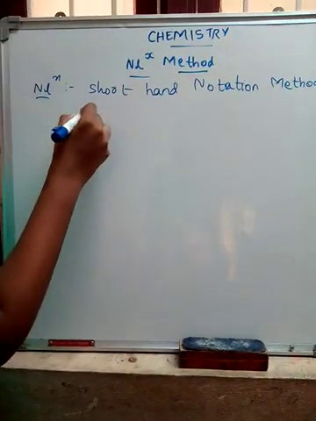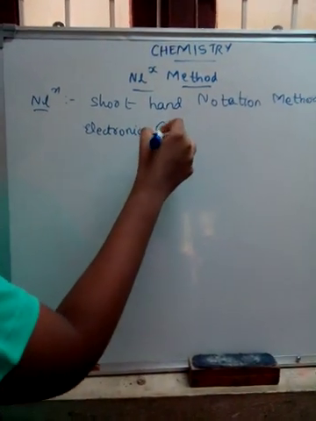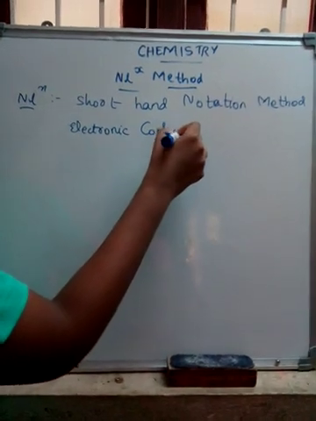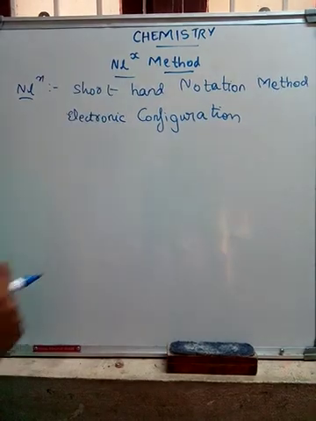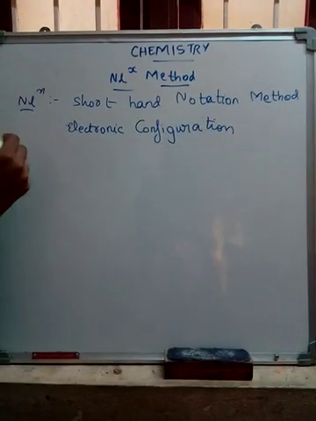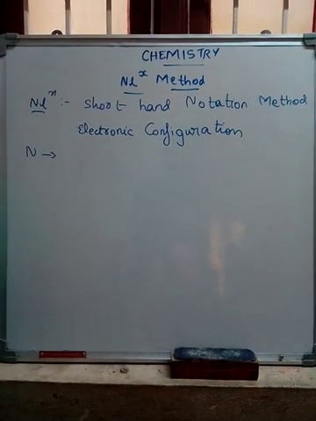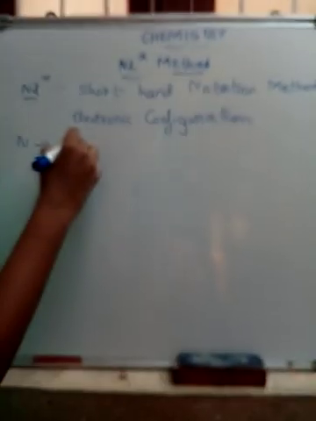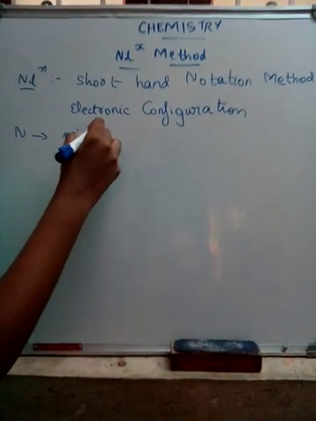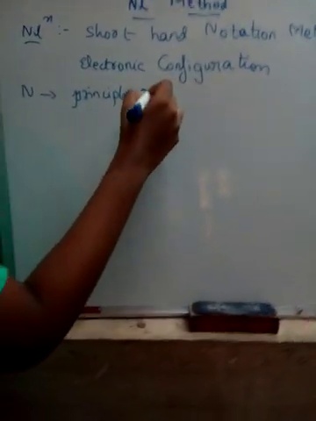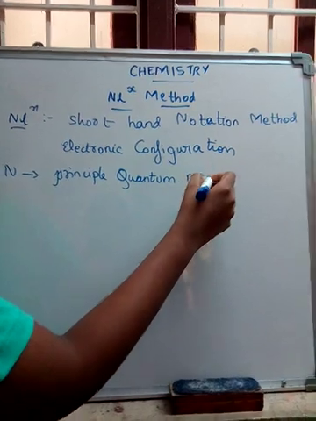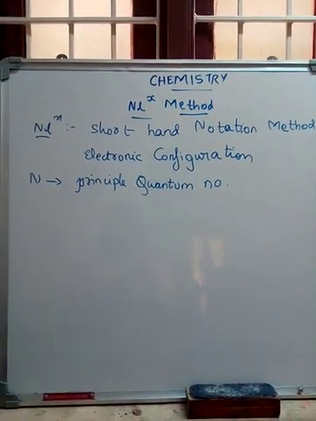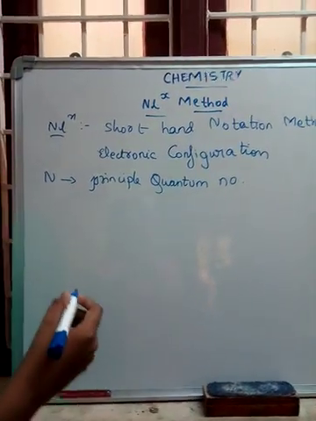And this is the electronic configuration method. Now let's discuss what is meant by NLX. Here N indicates the principal quantum number, the possible quantum number we can take in the electronic configuration.